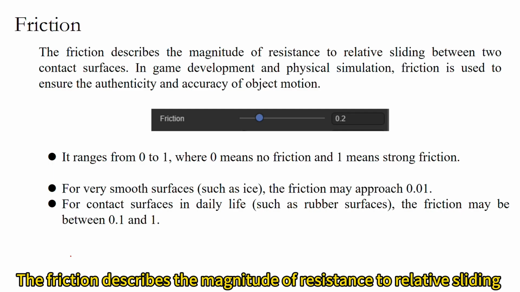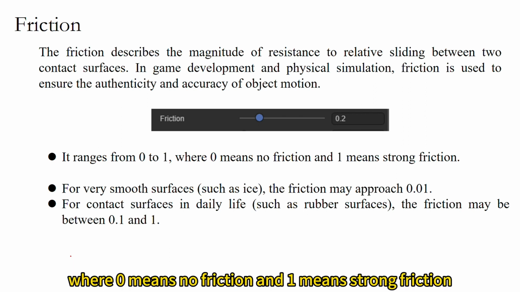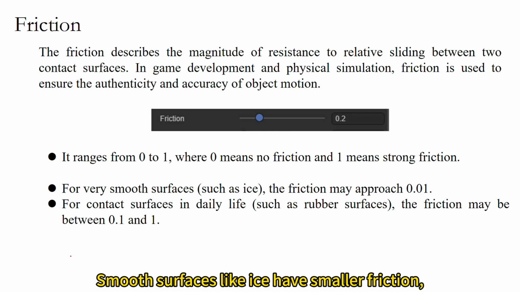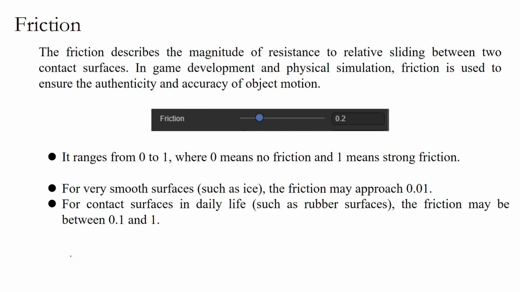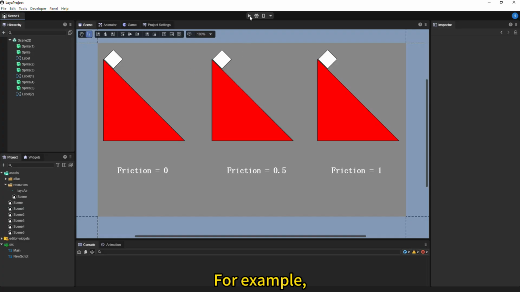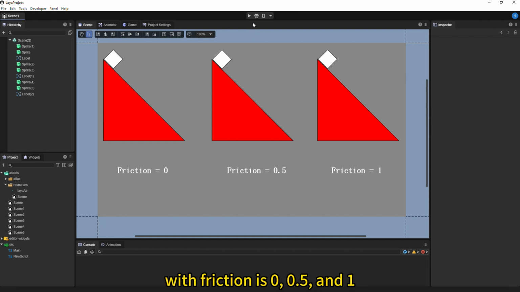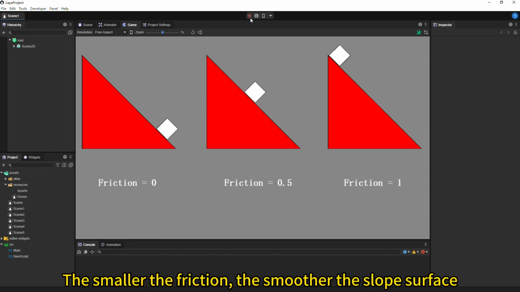The friction describes the magnitude of resistance to relative sliding between two contact surfaces. It ranges from 0 to 1, where 0 means no friction and 1 means strong friction. Smooth surfaces like ice have smaller friction, while rough surfaces like rubber have larger friction. For example, 3 blocks with the same mass slide down a slope simultaneously, with friction of 0, 0.5, and 1. The smaller the friction, the smoother the slope surface.